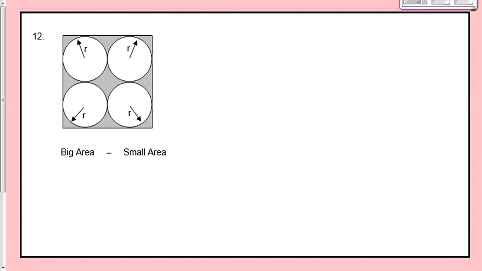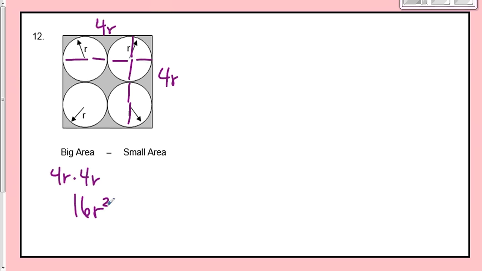Alrighty, this one is very similar: big area minus a small area. So I've got a square here. If I know every radius is r, then I've got 4 radiuses as my length. Same with across: radius, radius, radius, radius, 4 radiuses. So my big area is 4r times 4r, which is 16r squared, okay?